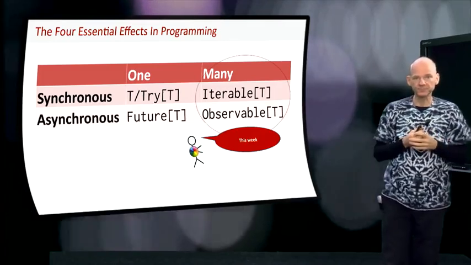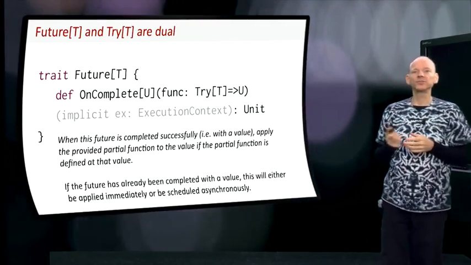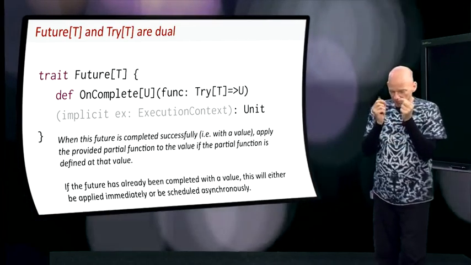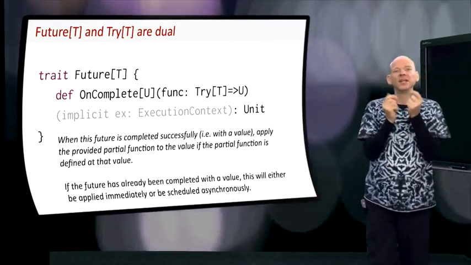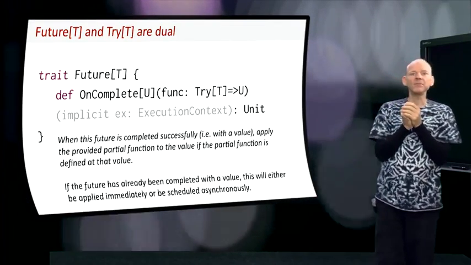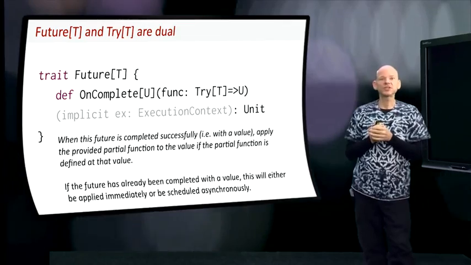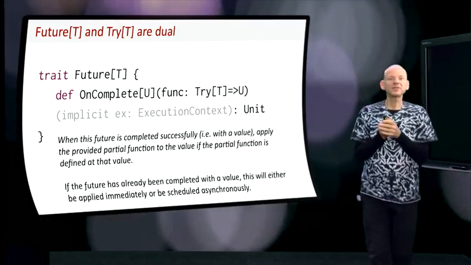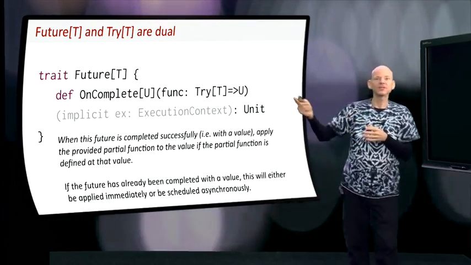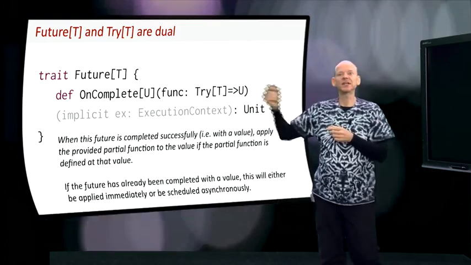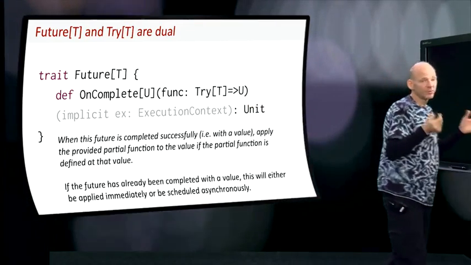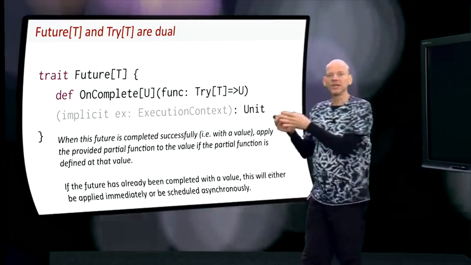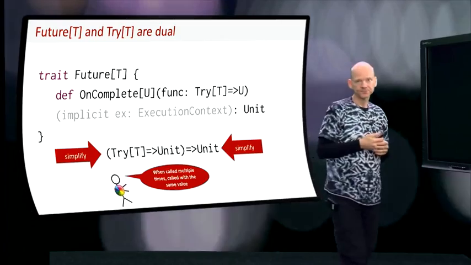And what is this trick? Well, in order to do that trick, we need to break down futures into their essence. Okay? So here is the type of future. Just to remind you, future has an onComplete method. What we did before is we used unit here instead of u for simplicity, but it takes a callback that takes a function from try to unit and then returns unit.